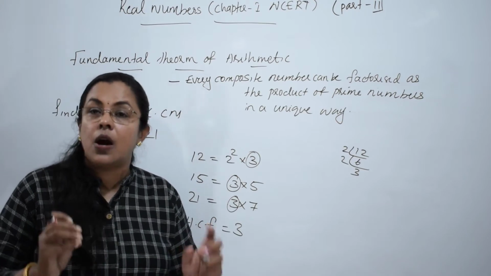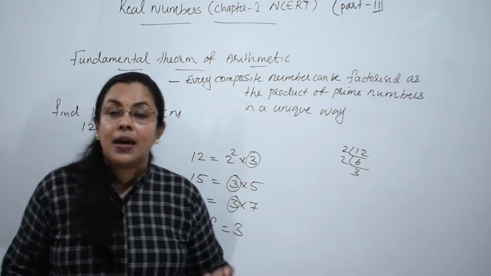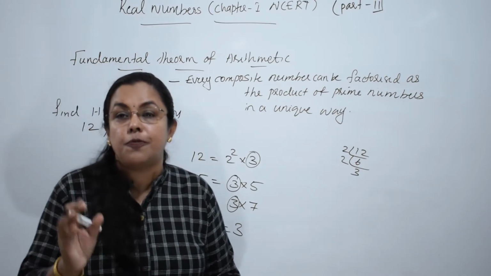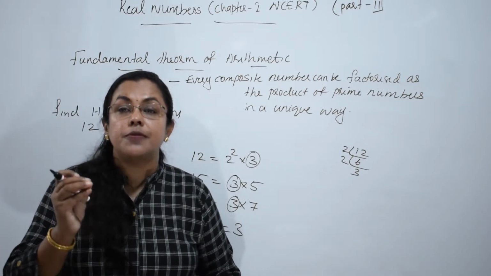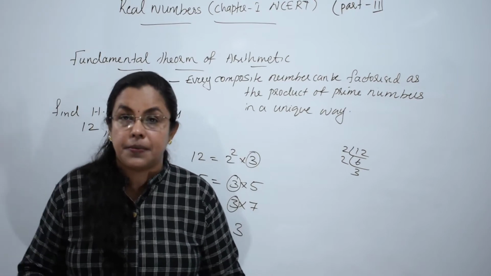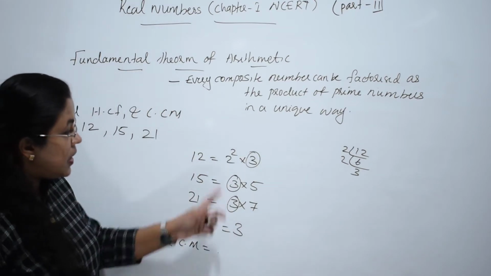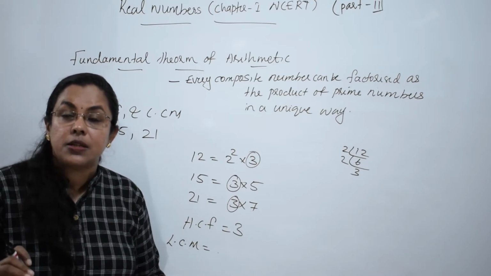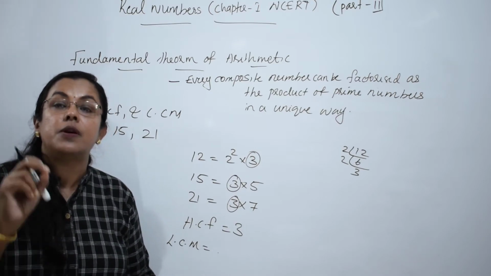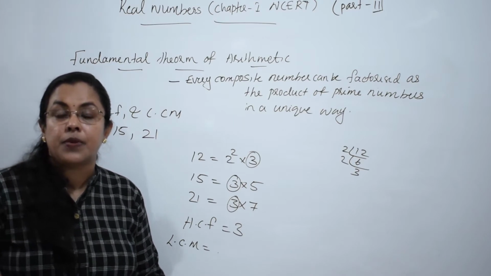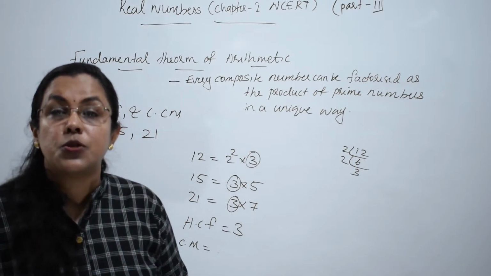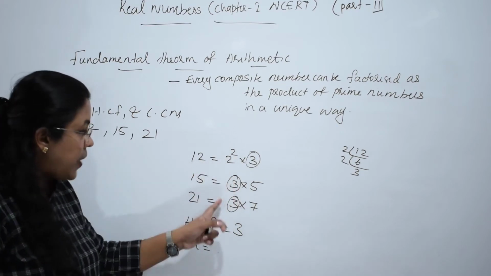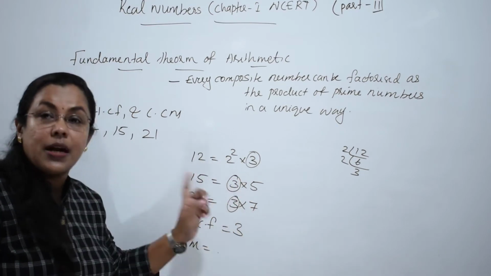Now, second, how to calculate the LCM? LCM is nothing but the product of greatest powers of prime numbers. What are the prime factors here? 2, 3, 5, 7. We have to write the greatest powers of each prime number. What is the highest power of 2? 2 square.